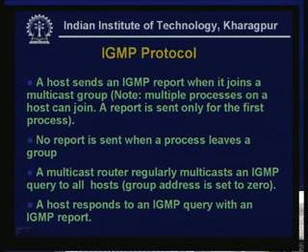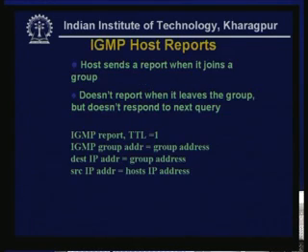A multicast router regularly multicasts an IGMP query to all the hosts. Group address is set to 0. A host responds to an IGMP query with an IGMP report. If somebody fails to respond, then it is taken that he has left the group. So, what do the IGMP host response reports look like? A host sends a report when it joins a group, does not report when it leaves the group as I mentioned, but does not respond to the next query.